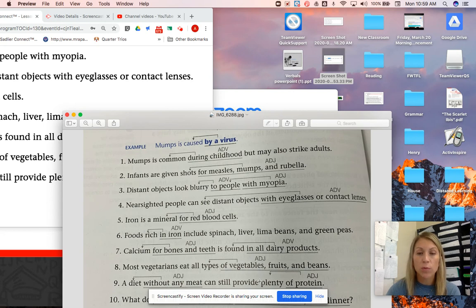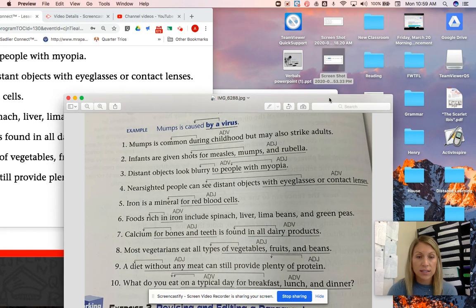So think about it. Still provide plenty of protein. Plenty of what? Of protein. Plenty is going to be a noun, and then of protein is going to be an adjective. So you might be thinking an adverb, but think about it. It says provide plenty. Will provide what? Provide plenty of. So it would actually be a direct object, which we know has to be a noun or a pronoun. So of protein is acting as an adjective.